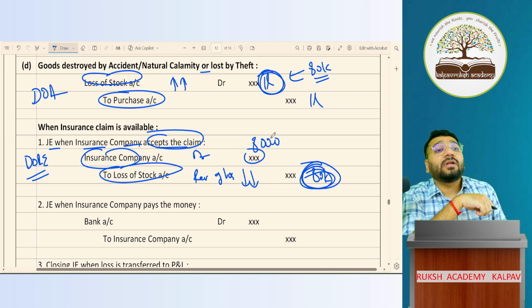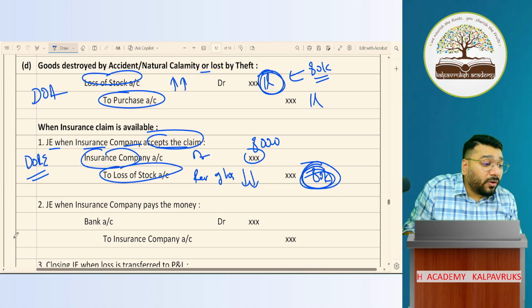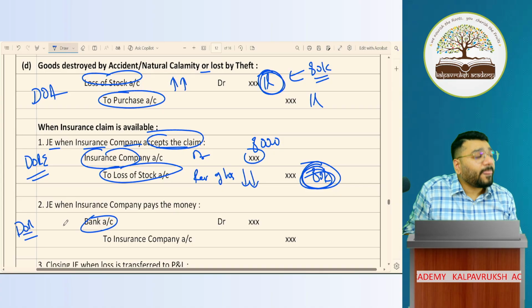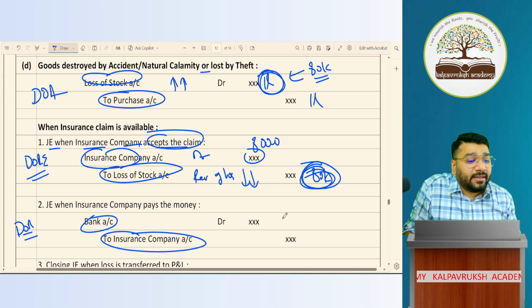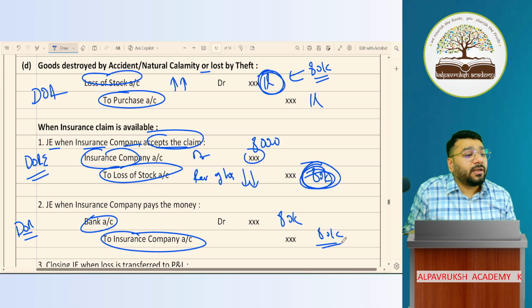After 1 month, the insurance company will pay the money to you. That time, what entry? On the date of receipt of money, bank account debit to insurance company, 80,000, 80,000. Got it, not got it?